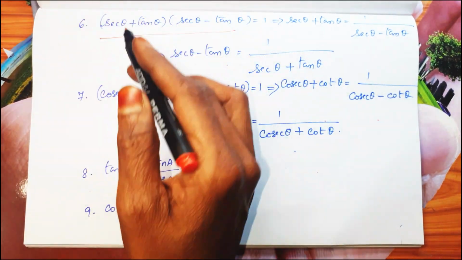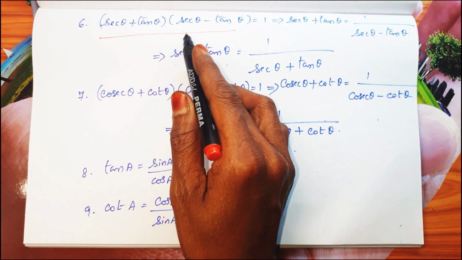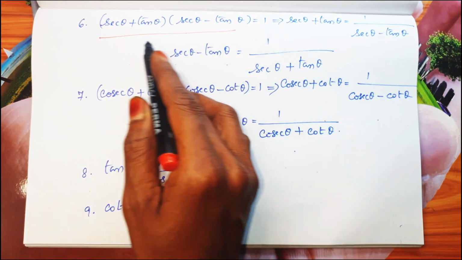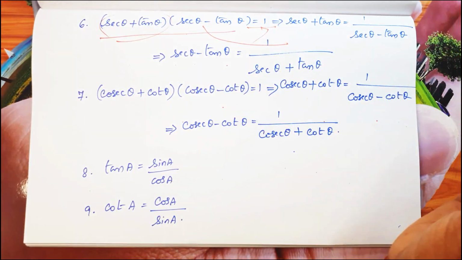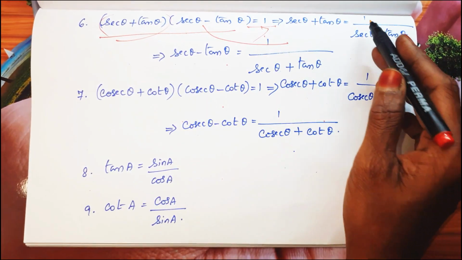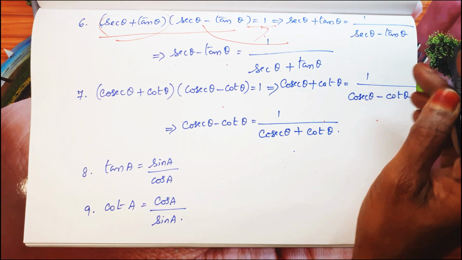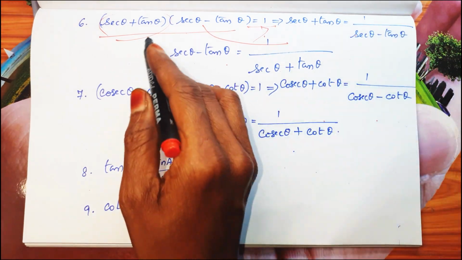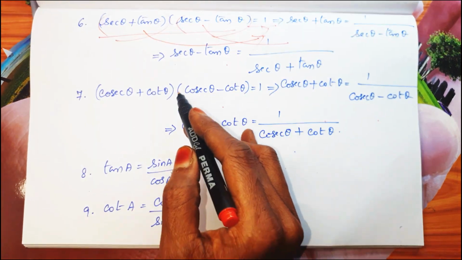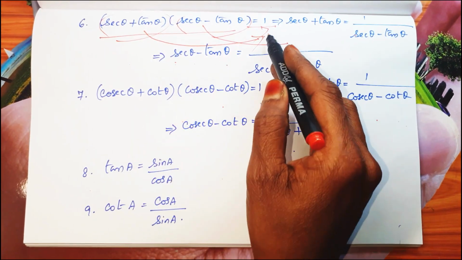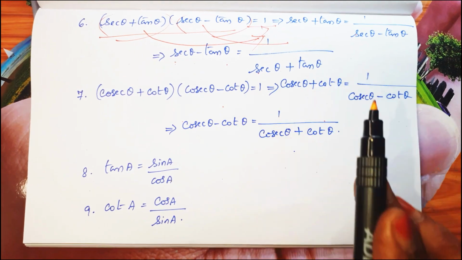This is what we got now: secant theta plus tan theta into secant theta minus tan theta equal to 1. Keep this in the left side and bring this term to the other side, so divided by this term, 1 by secant theta minus tan theta. This is number 1. Or else I can keep this in the left side and bring down this to the other side, so secant theta minus tan theta is equal to 1 by secant theta plus tan theta.